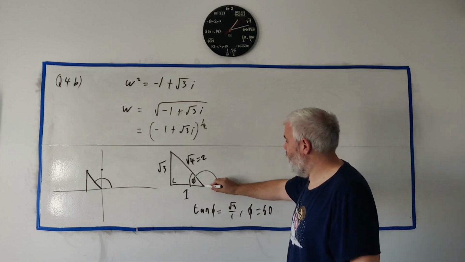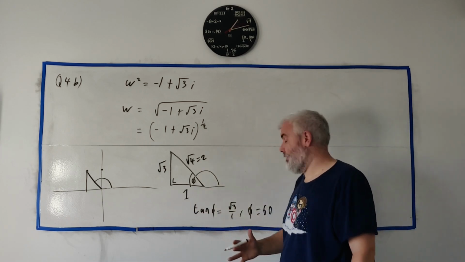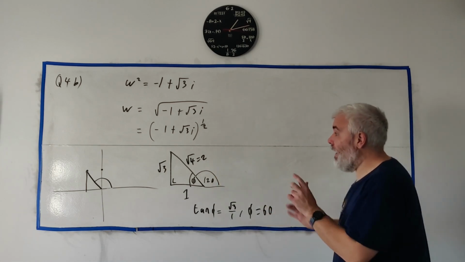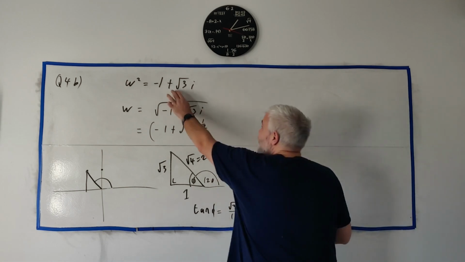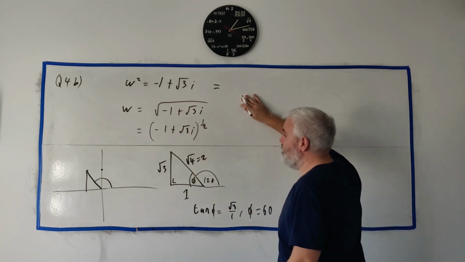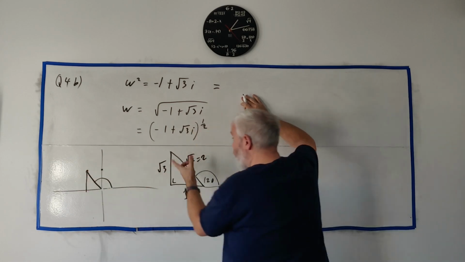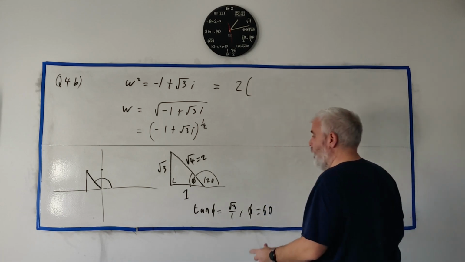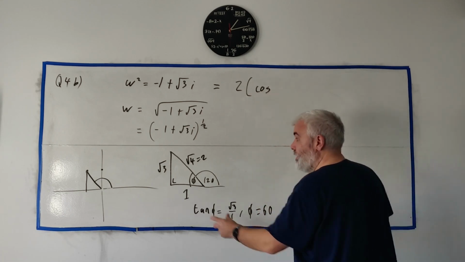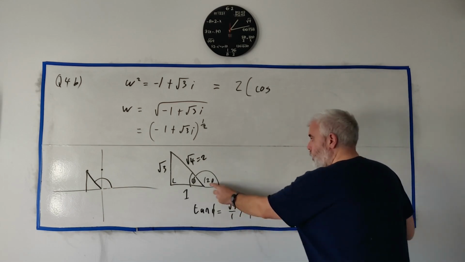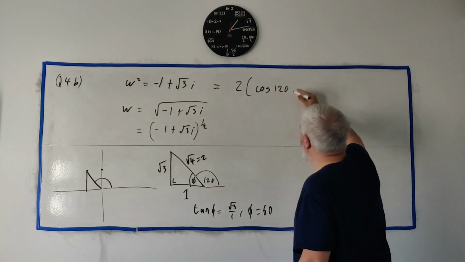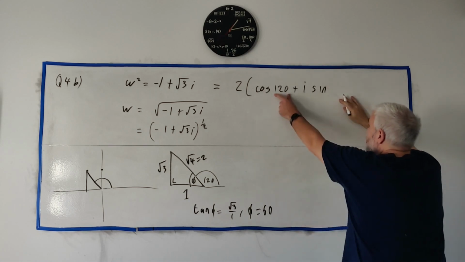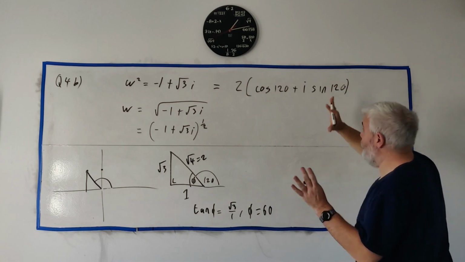So what's this angle out here? It's 180 minus 60. That must be 120. So the angle we're dealing with is 120. We've everything we need now for polar form. Instead of this number up here, I can write that as this length, or the radius, 2, multiplied by cosine of this angle, this angle was 120, plus i sine, again this angle, 120, and that's it.